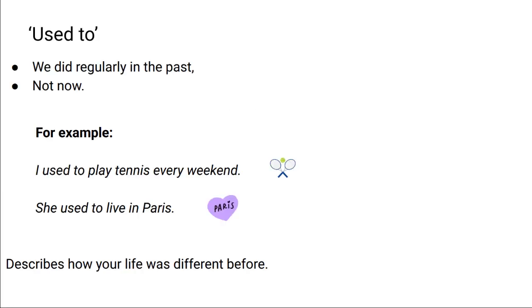We're going to do a short lesson today and look at how to use "used to" as a phrase. It's a really common phrase and it refers to things that we did regularly in the past, but we now no longer do. They don't happen anymore. So, for example, I used to play tennis every weekend. She used to live in Paris. So, it's describing how life was different before.